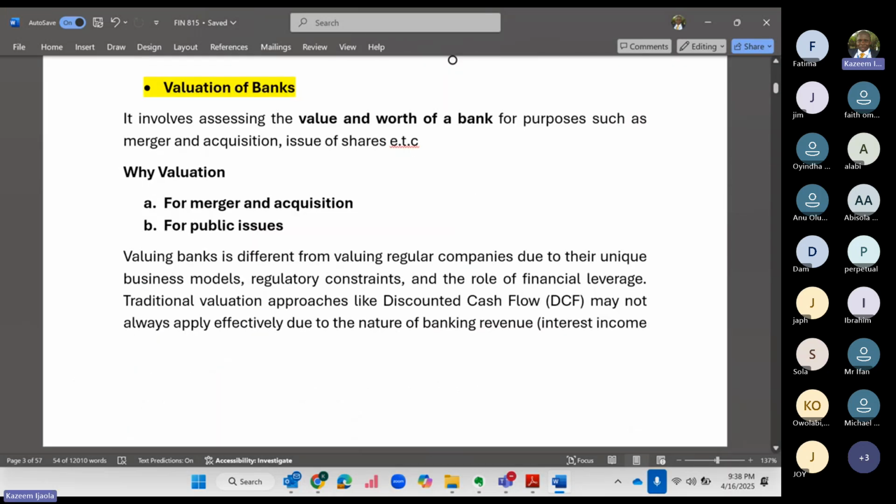Valuation of banks. So what is the valuation of banks? Valuation of banks involves assessing the worth and the value of a bank, right? When you're assessing the worth of a bank, you know how much the bank is worth. That is what valuation is all about. And you normally do the valuation of a bank for two reasons, purposely. Number one is in case you want to do a public issue.